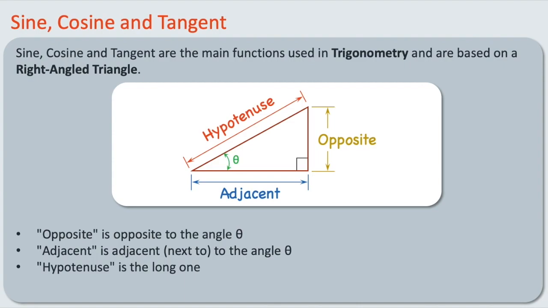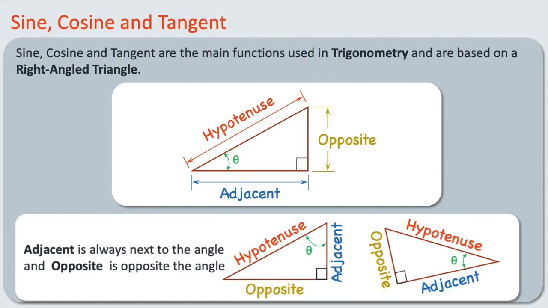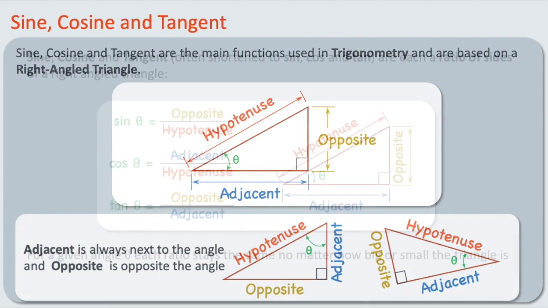Opposite is opposite to the angle theta. Adjacent is adjacent to the angle theta, or next to the angle theta. Hypotenuse is the long one. Please see the diagram displayed. No matter what the orientation of the right-angled triangle, adjacent is always next to the angle, and opposite is opposite to the angle.